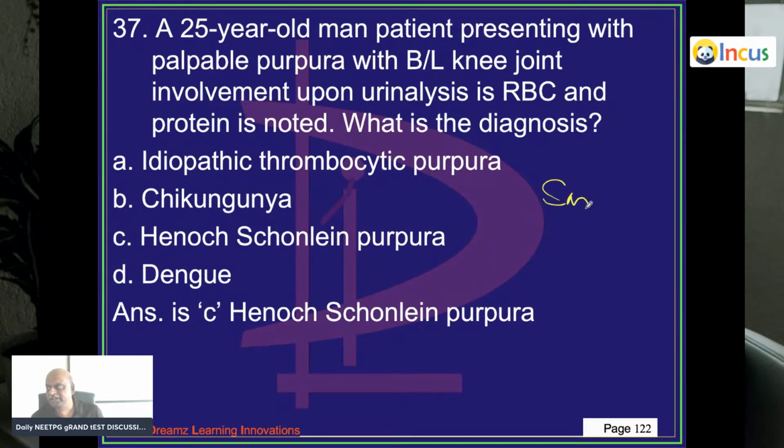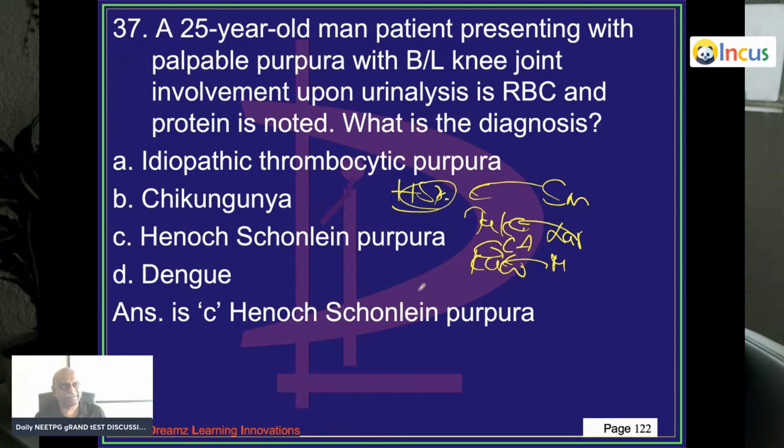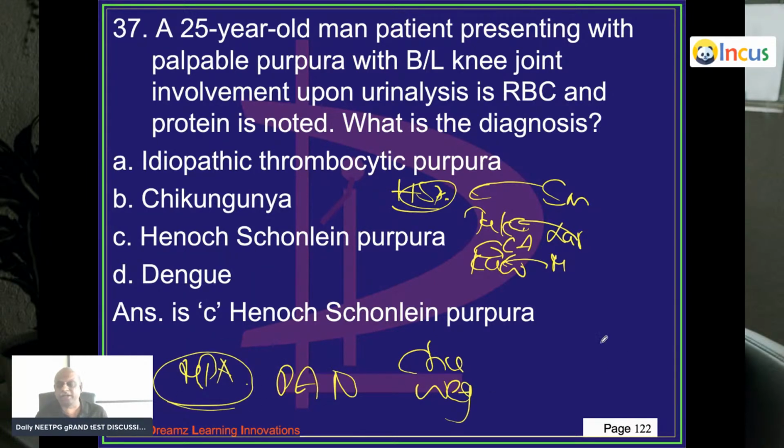Small vessel, large vessel, medium vessel. Kawasaki is the medium vessel. Large vessel is Takayasu arteritis-like condition, giant cell arteritis. Small vessel is Henoch-Schönlein purpura. Similarly, Churg-Strauss, Wegener's granulomatosis, polyarteritis nodosa, microscopic polyangiitis, cryoglobulinemias.